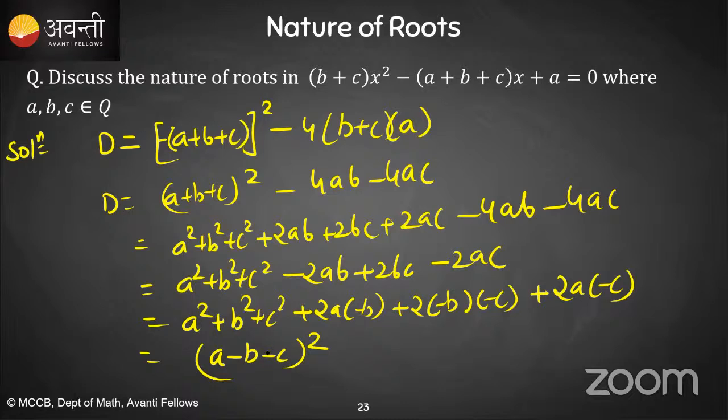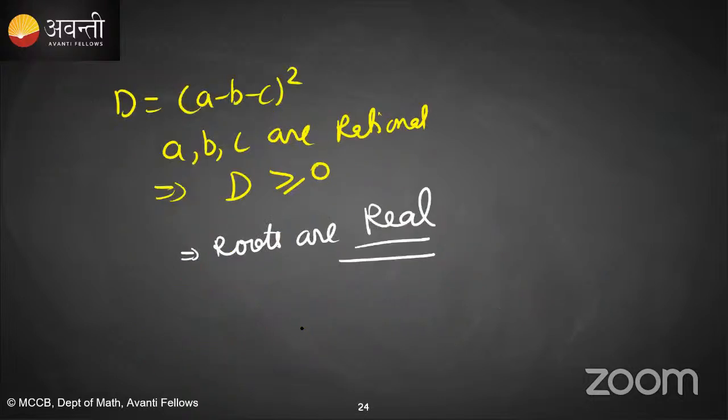And you know that if a, b, c are real, then the square of a real term is always positive. That's why I can for sure say that D is greater than or equal to 0. So that means roots are real. Clear? Is it clear now? Archana, is it clear?